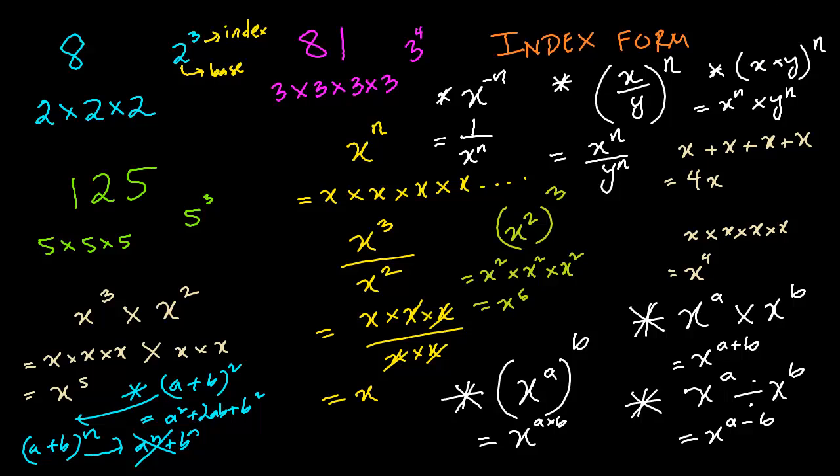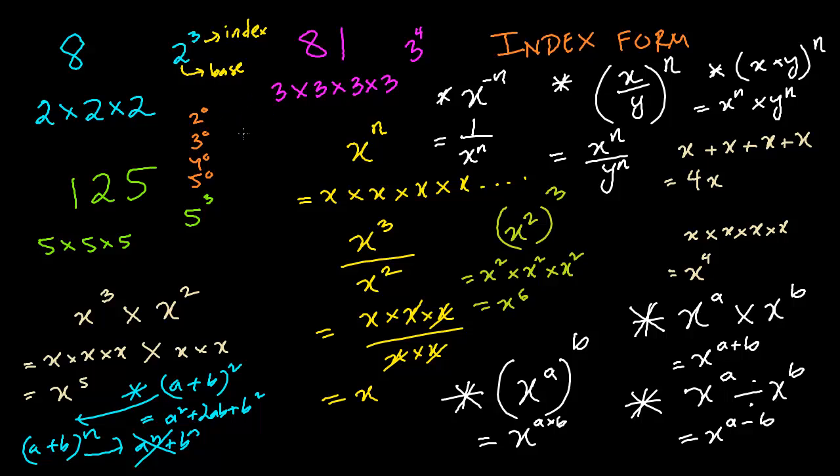When we have an exponent that is 0, if the index is 0, the value is always 1, regardless of what number it is. If it is 2 to the power 0, it would be 1. 3 to the power 0, 4 to the power 0, 5 to the power 0, anything to the power 0, x to the power 0, it would be 1. The answer would be 1.